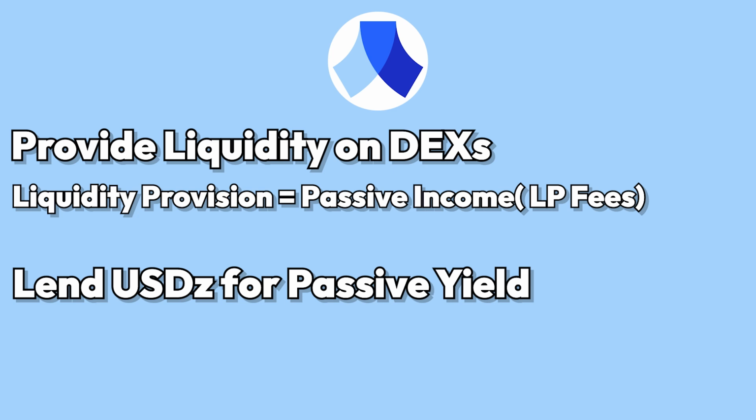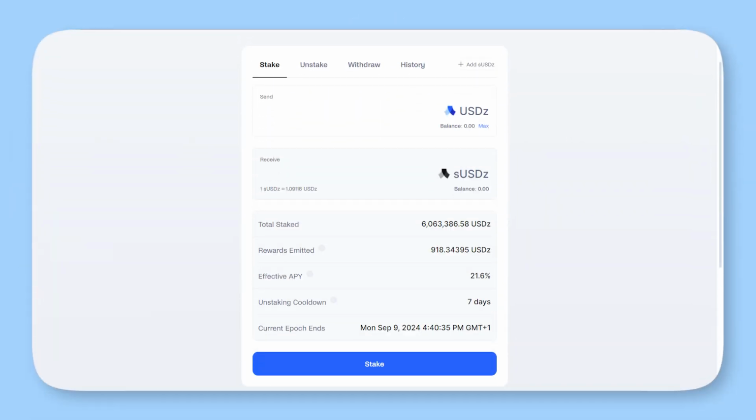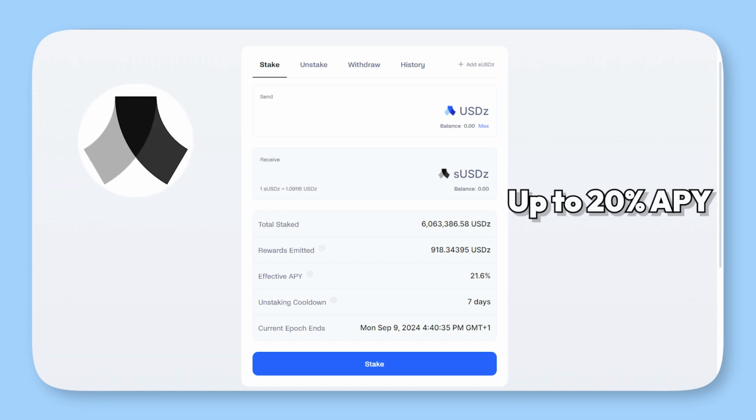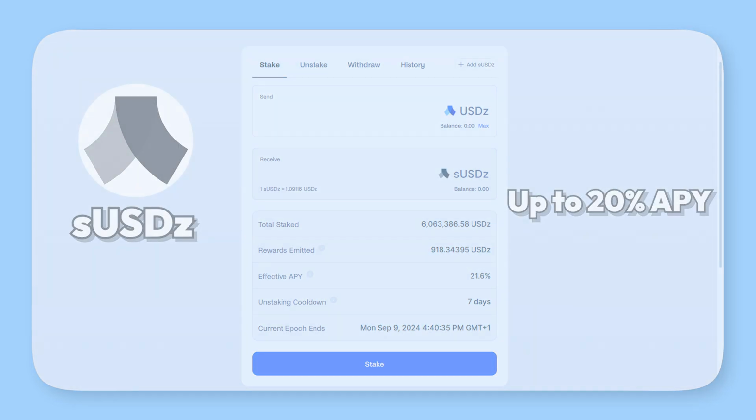And if DeFi isn't something you'd like to try, USDz holders can simply stake their tokens for staked USDz and earn staking rewards up to 20% APY for simply holding those assets. This shows that USDz offers less volatile means to earn passively, making it ideal for risk-averse investors and even beginners.